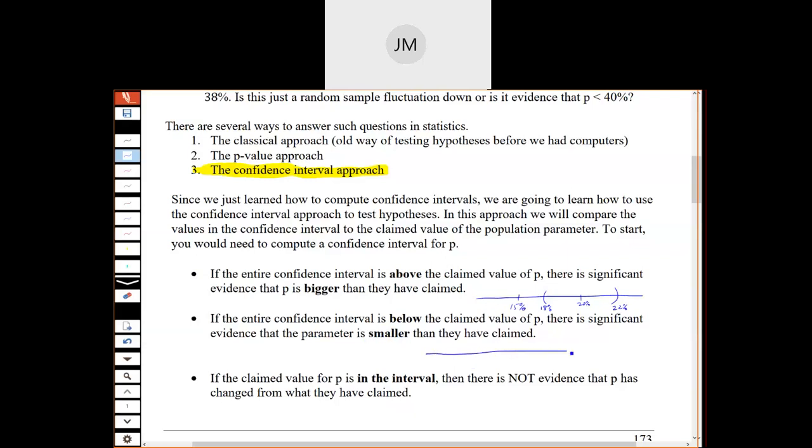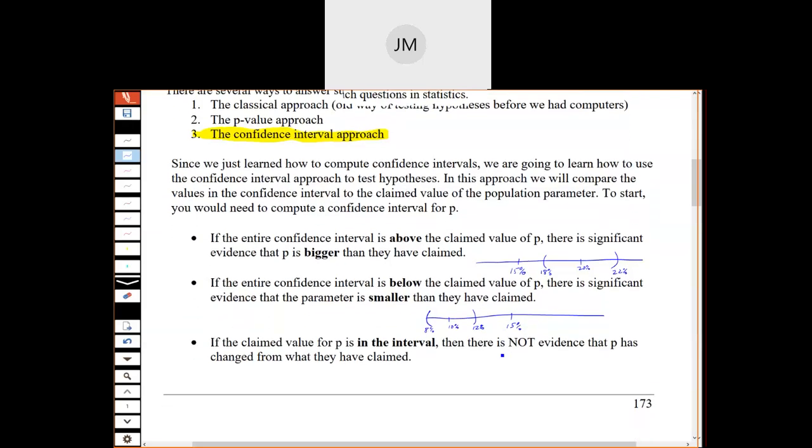If I look at, say, here's my 15%, and you were to take a confidence interval and it's over here, maybe your confidence interval goes from 8% to 12%, then that gives us evidence that the actual value of p is smaller than that 15%.